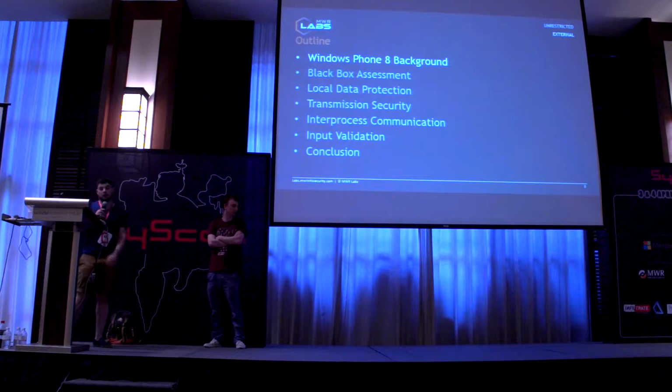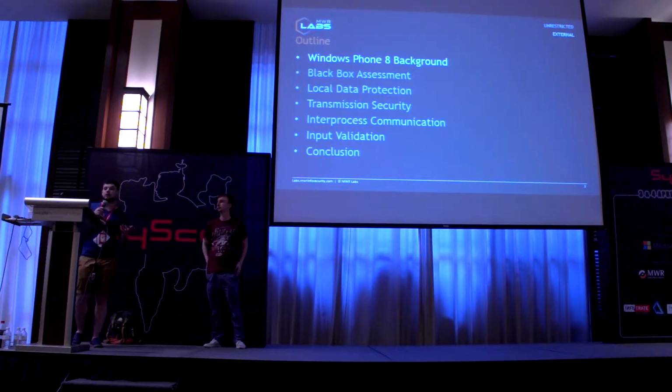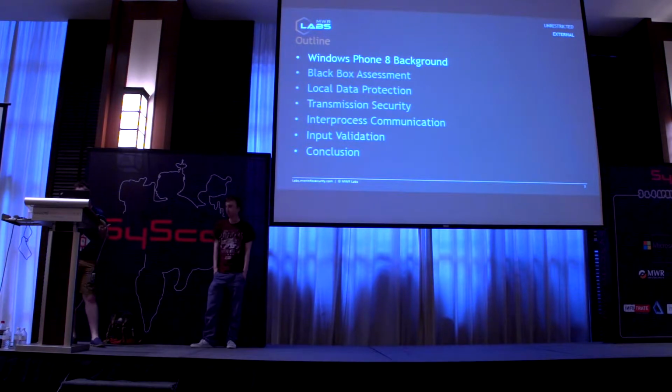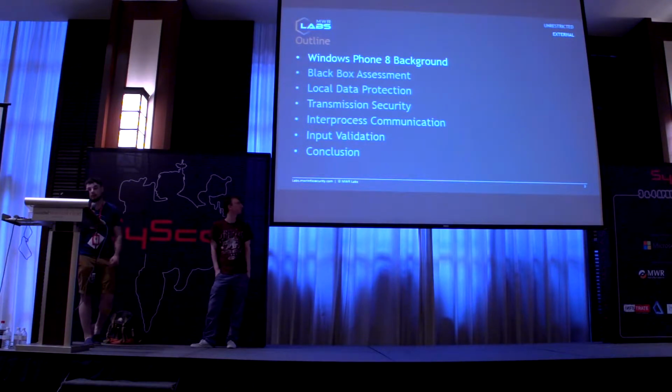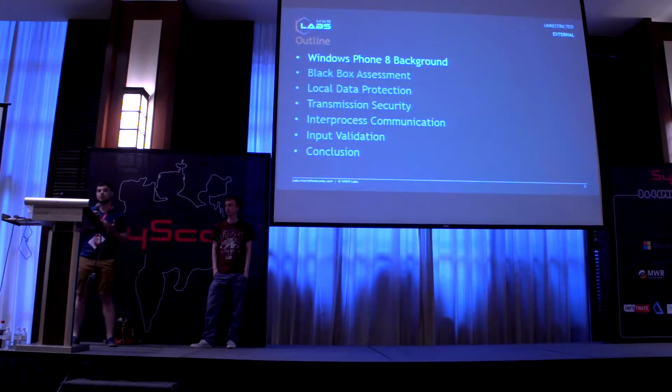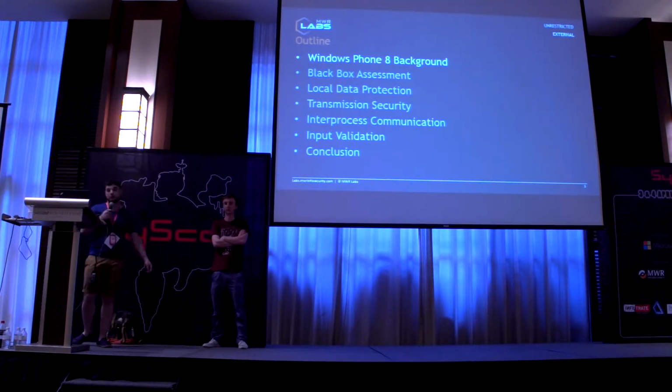So I'll give you a rundown of what we're going to talk about in general. We'll talk a little bit about the background of Windows Phone 8 and how it differs from Windows Phone 7. How to perform a black box assessment of marketplace applications, what's required in that assessment, and how to address weaknesses that have been found in the platform. We'll also discuss public research originating from the jailbreak scene and its impact on application security on Windows Phone 8.